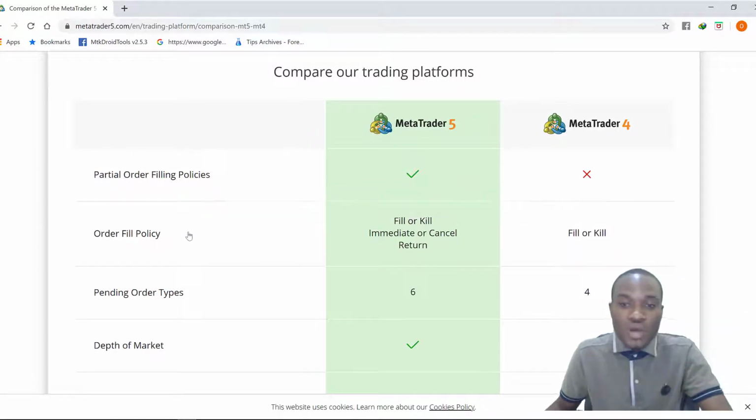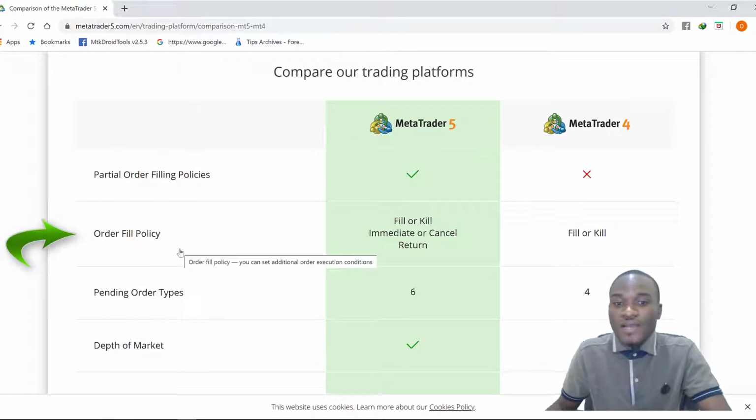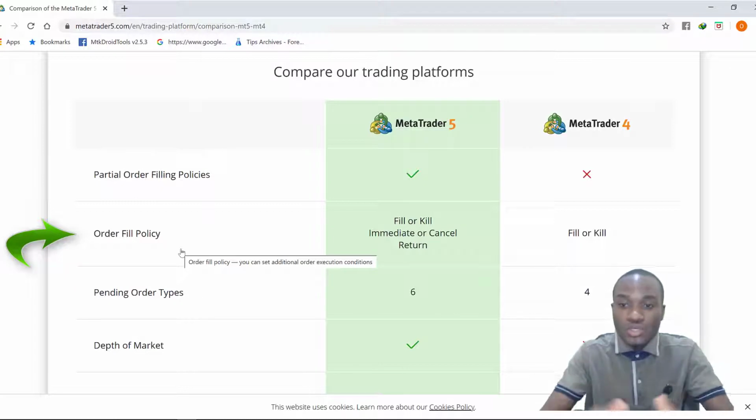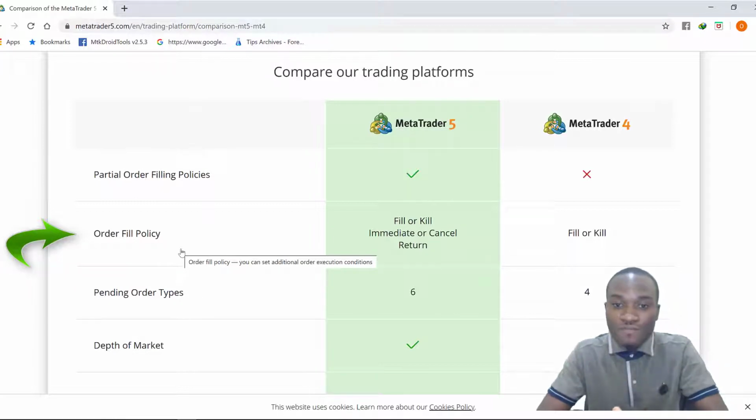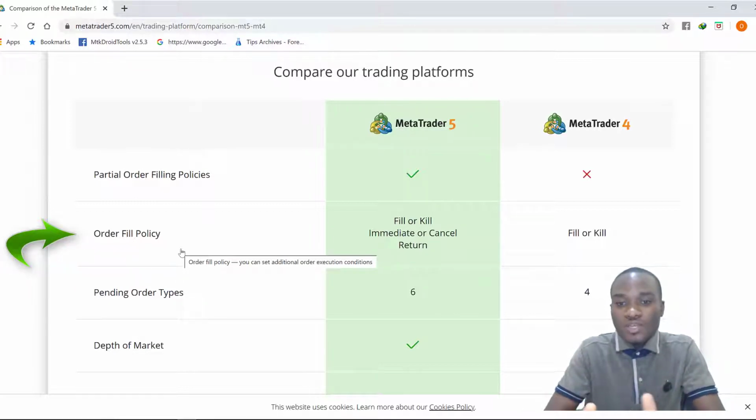And then the next right here is the order fill policy. With the order fill policy, you can set additional order execution conditions. Right here on Metatrader 5, you have fill or kill, immediate or cancel, and return, whereas on Metatrader 4 it's fill or kill only.